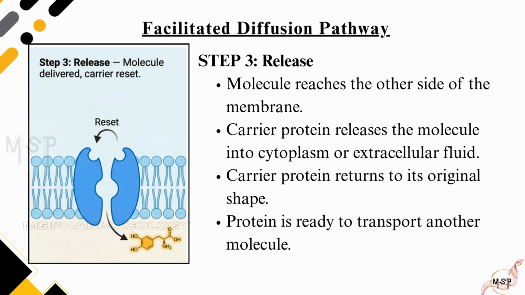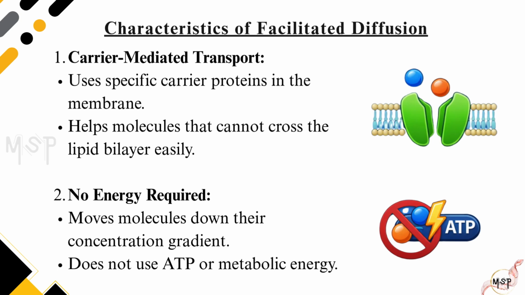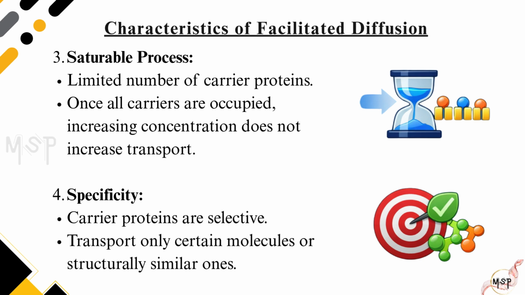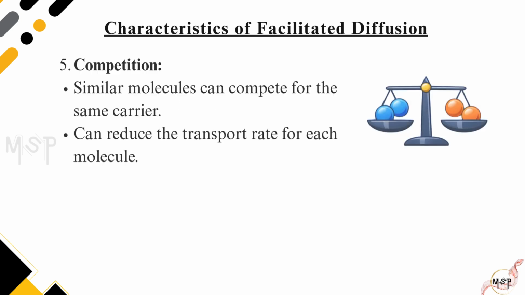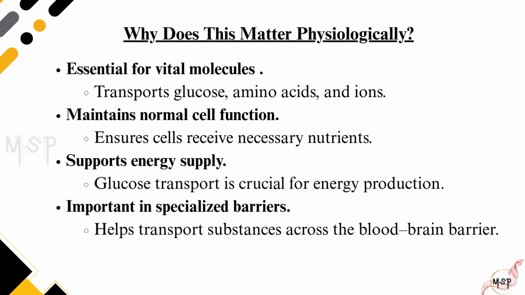Here's what sets facilitated diffusion apart. Carrier-mediated. Requires specific transport proteins. No energy required. Molecules move along the concentration gradient. Saturable. A limited number of carriers means the transport process can become saturated. Specificity. Carrier proteins are highly selective, meaning they transport only specific molecules or molecules with similar structures. And competition. Molecules with similar structures may compete for the same transport protein, which can reduce the rate of transport for each molecule.